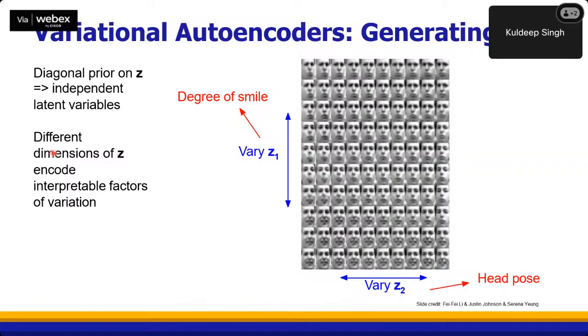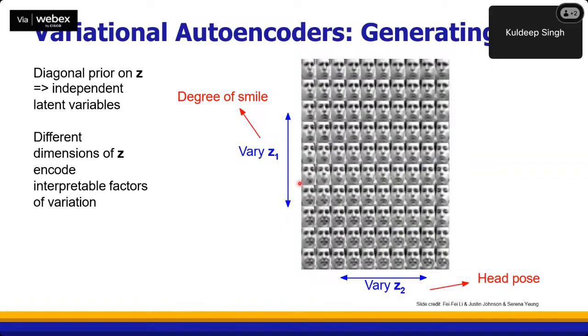So now, basically, this dimension of this Z can encode various interpretable factors of the variation. Now you can see when we vary this Z1 from up to down, the degree of smile is varying here. However, if you are going to vary this Z2, the tilt of the head is varying. So that is how there is variation in the data generation part.